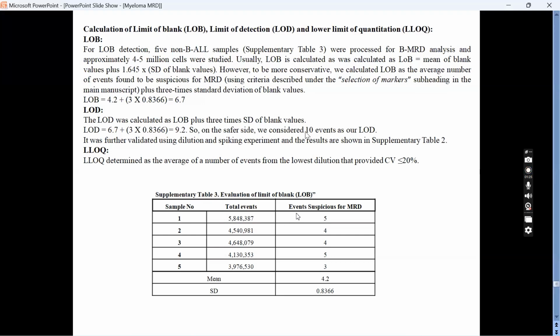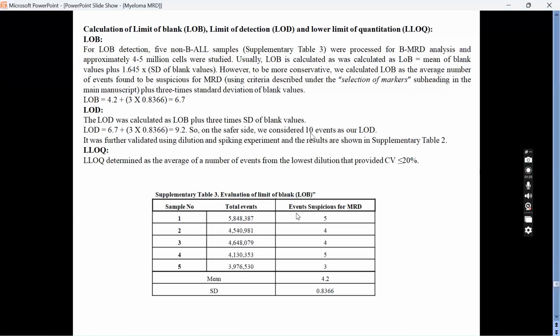But what LLOQ asks is: when I acquire the same tube multiple times, how confidently will I get the same 10 events? Next time I acquire, these 10 events may or may not come. It may reduce to 7, or increase to 13 or 15. Then comes LLOQ. Acquiring multiple times, you get those events, and the difference between them will be less than 20%, not more than that. So it is more dealing with precision.